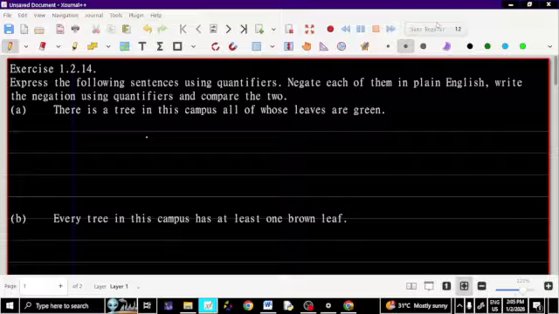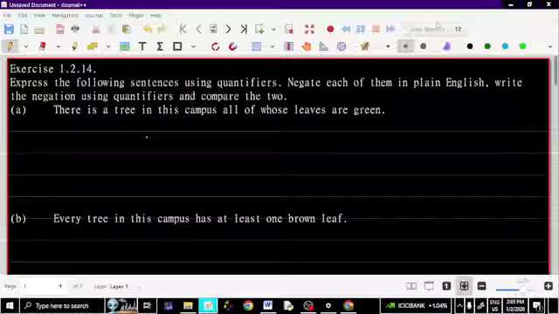We shall solve the remaining exercises of this section in this video. So beginning with exercise 1.2.14, express the following sentences using quantifiers. Negate each of them in plain English. Write the negation using quantifiers and compare the two.